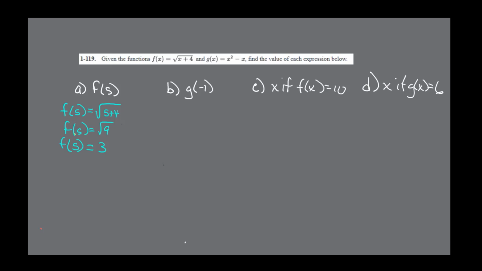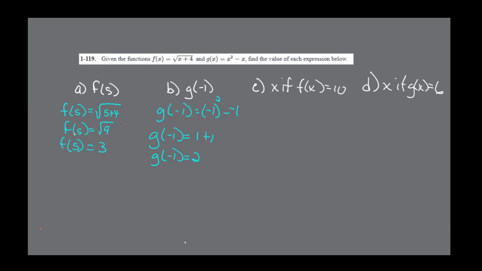G of -1. I'll plug that into the equation. Don't forget to put parentheses around your -1. Otherwise, you will get some weird answers. Okay, and that looked weird too. So let me erase this, because this is supposed to be minus a -1. Okay, back to the pen. Minus a -1. All right, g of -1 equals 1 plus 1. So g of -1 will equal 2.